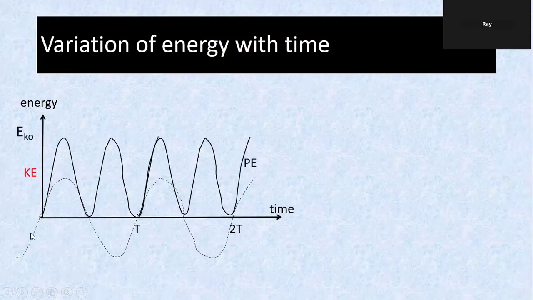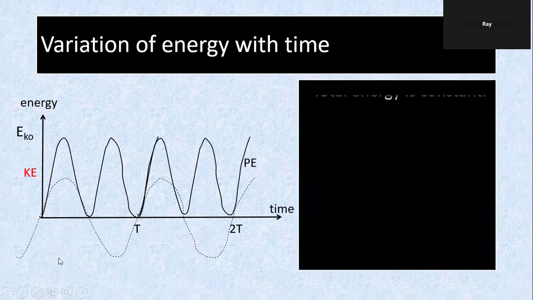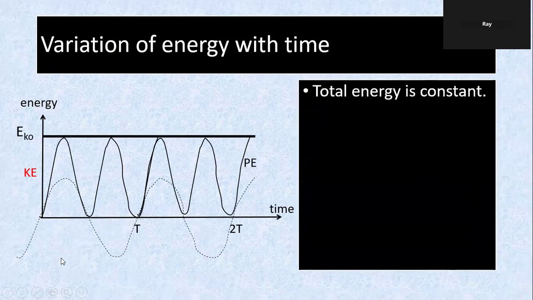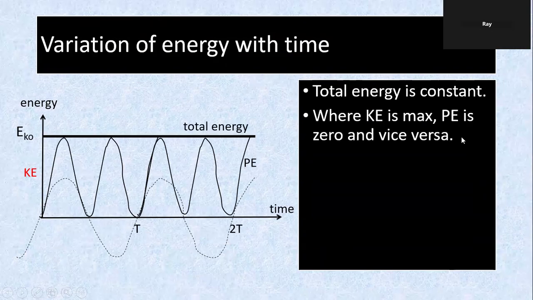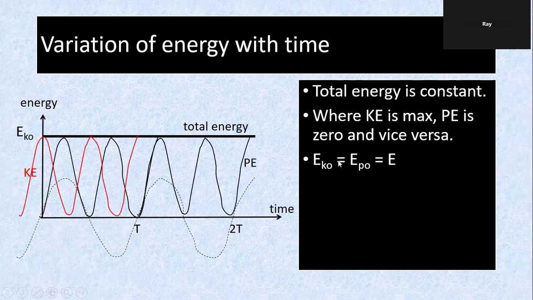Okay, we have drawn the displacement time graph and the potential energy time graph. So the kinetic energy is the other way around, inverted. Total energy is constant, it's just a horizontal line. Where kinetic energy is maximum, potential energy is zero. Right? The maximum of kinetic energy and the maximum potential energy is equal to total energy.